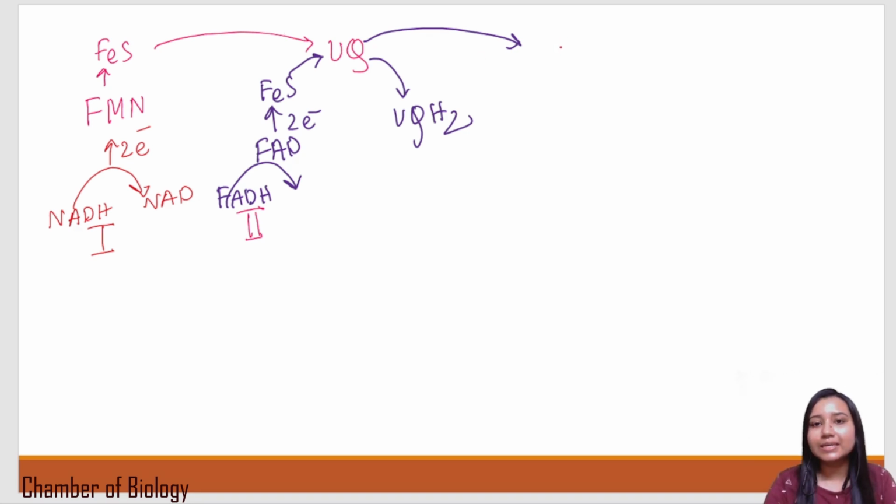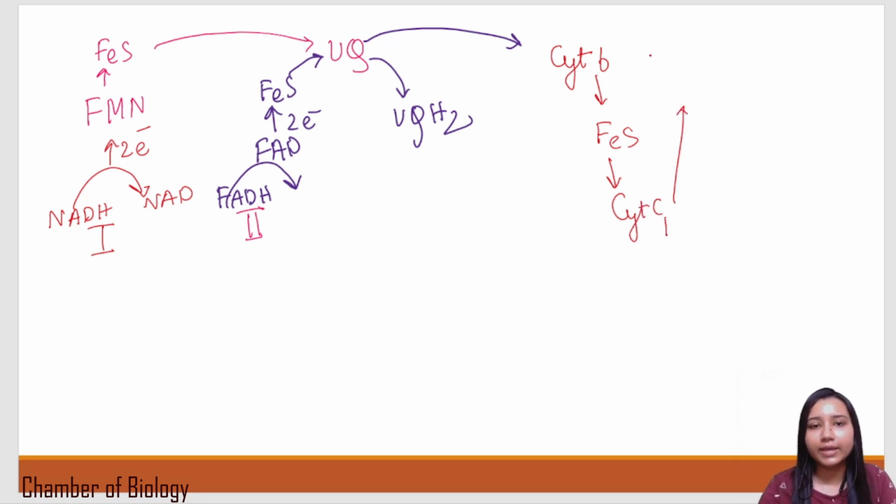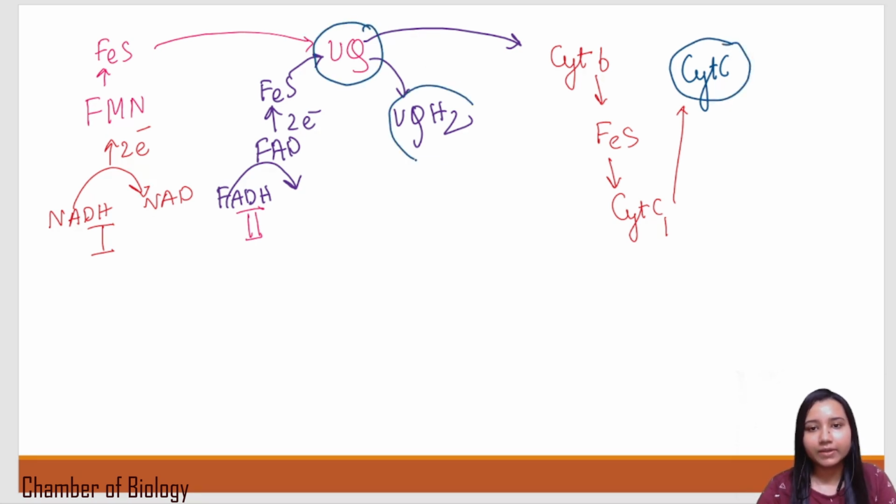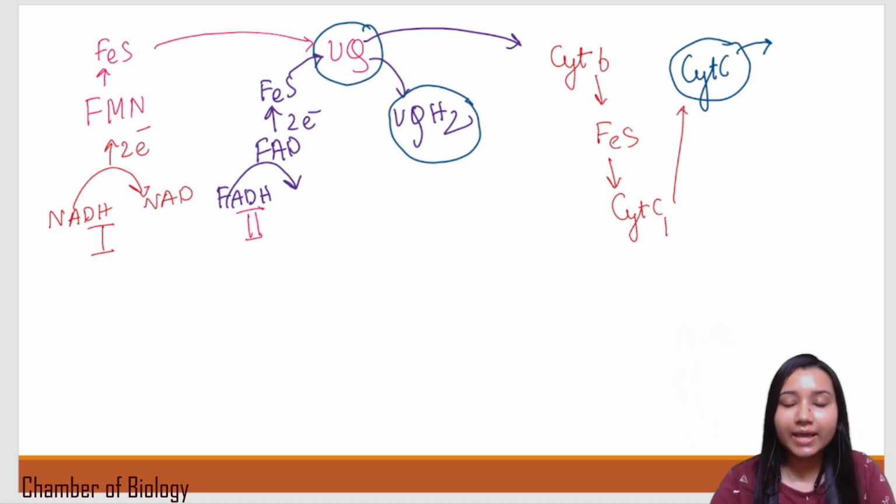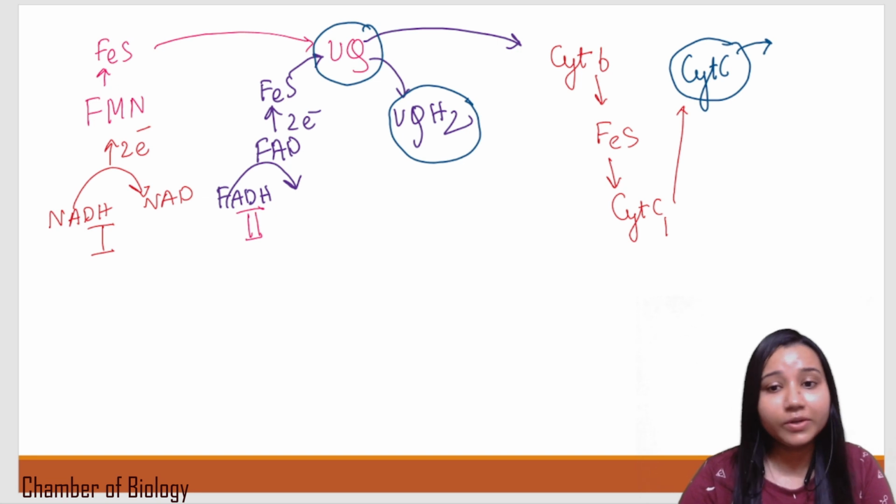Complex 3 is basically the cytochrome b-c1 complex. So we will see cytochrome b to FeS to cytochrome c1, and then it is going to cytochrome c, the mobile carrier. So these are all the mobile carriers that we can see. Now from here it is going to complex 4. In complex 4 there is cytochrome c oxidase, because the cytochrome c is oxidized here.